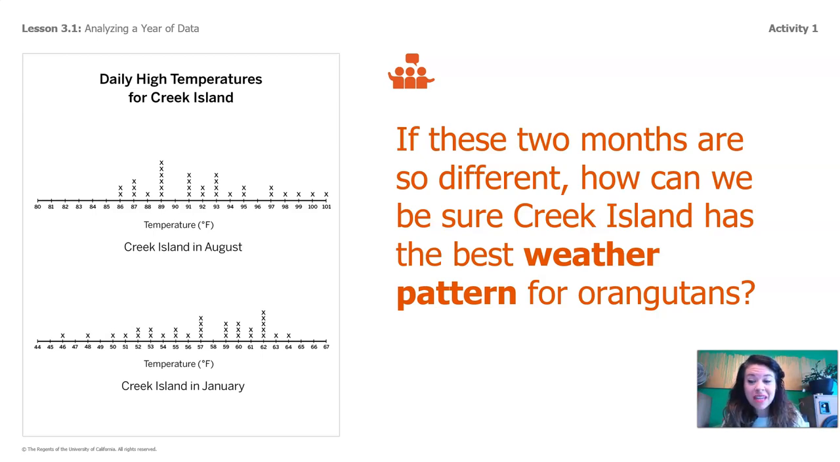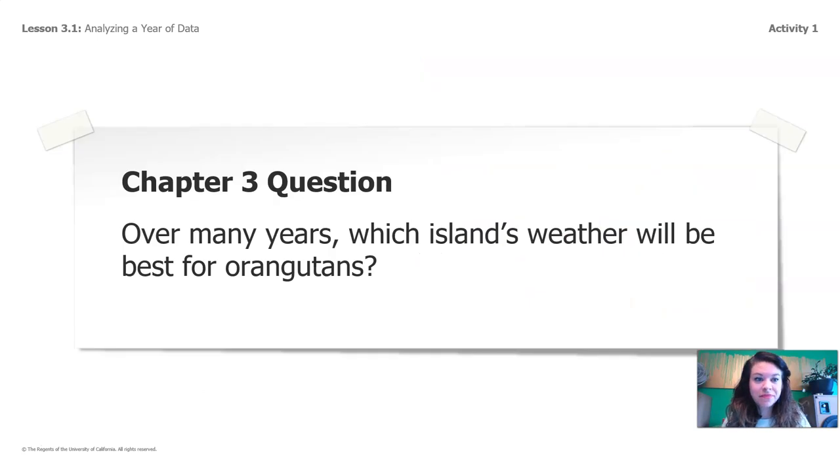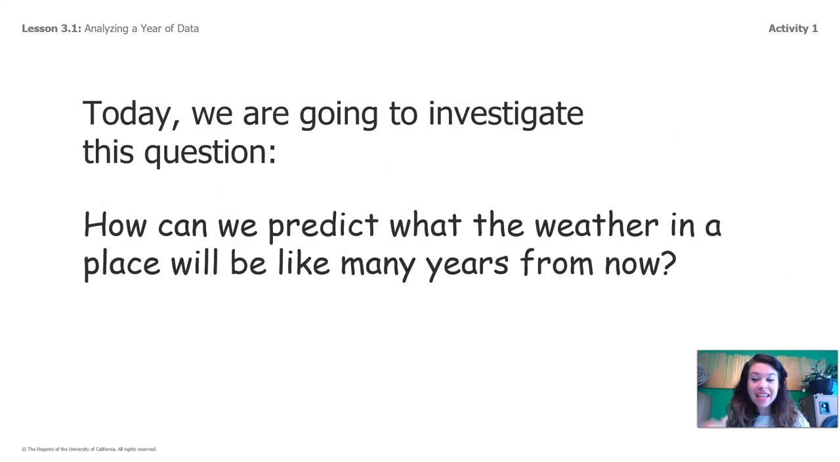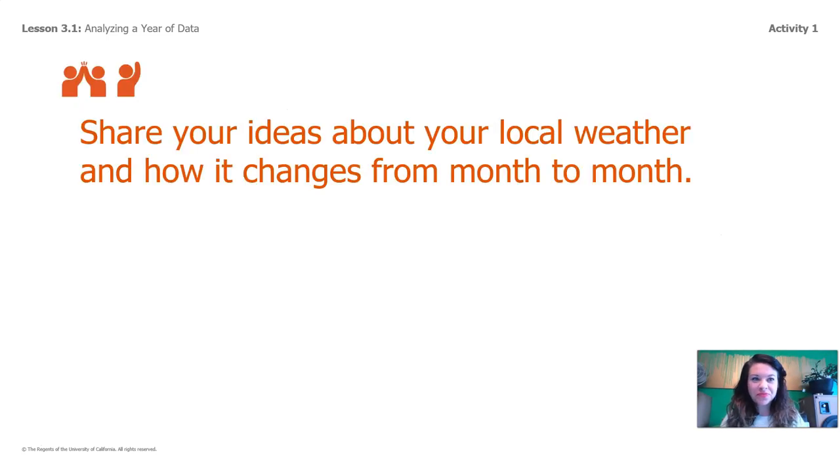Yeah, I think we need more data. During Chapter 3, we're going to be answering this question: over many years, which island's weather will be best for orangutans? And today in this lesson, we're going to investigate this question: how can we predict what the weather in a place will be like many years from now?